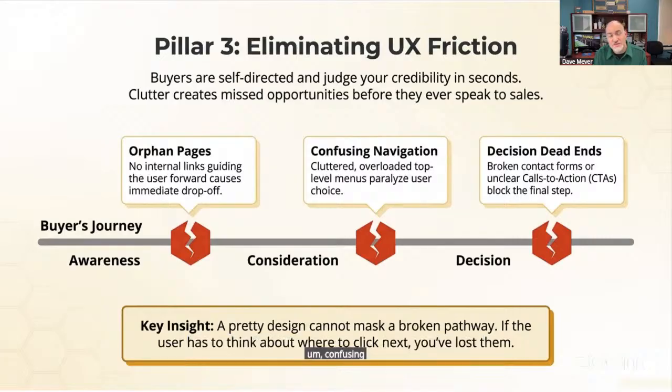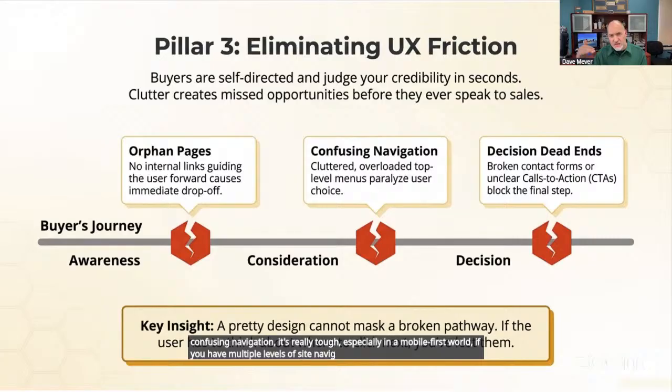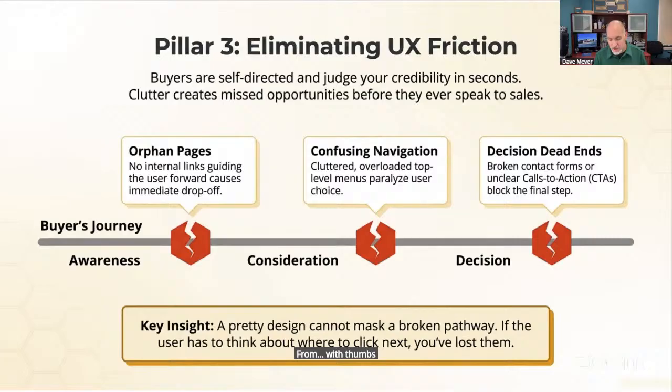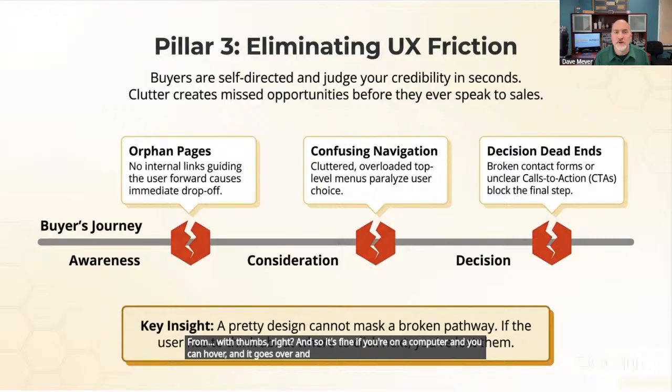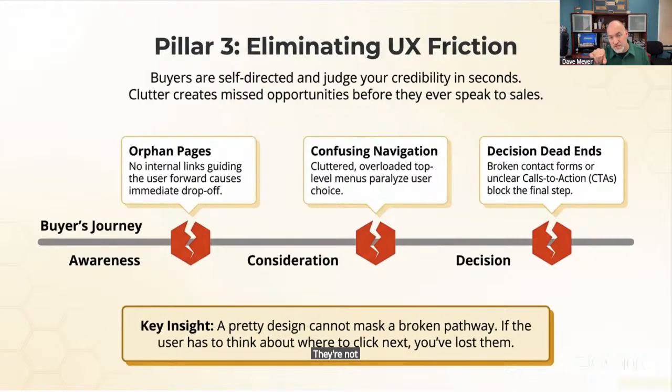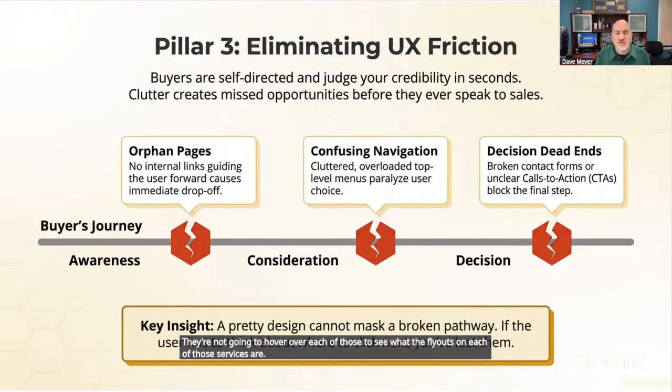Confusing navigation is really tough, especially in a mobile-first world. If you have multiple levels of site navigation with flyouts, flyouts don't work with thumbs, right? It's fine if you're on a computer and you can hover, but people also don't have that much patience. If they click on your services and see 4 services, they're not going to hover over each of those to see what the flyouts are. So just give them the top level content.